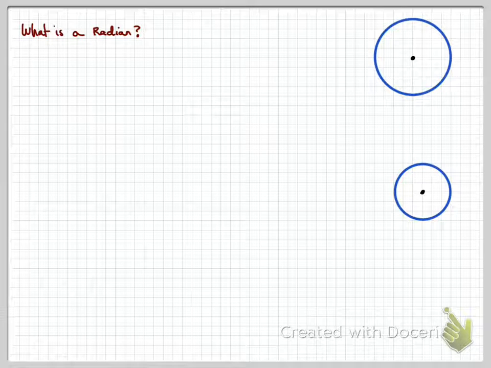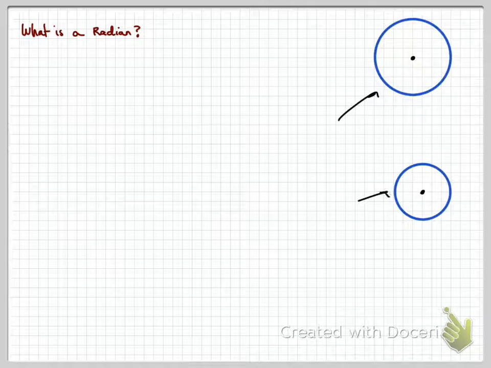Alright, so what we're talking about today is a new way of measuring angles. And this new measure we're going to use is called a radian. So what we're going to do is discuss what is a radian, how did it come about, and why is it useful. So consider a circle, and we've got two circles over here, and they have different sizes, different radii.